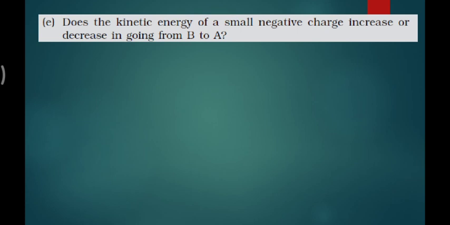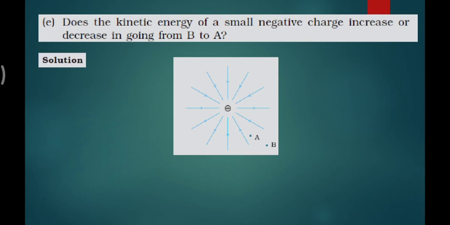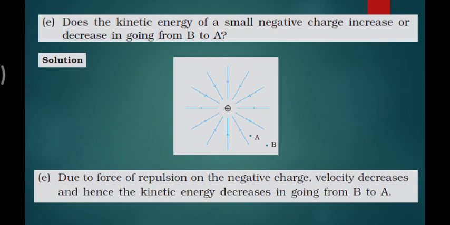And the last task: does the kinetic energy of the small negative charge increase or decrease in going from the B point to the A point? Since it is a negative charge, there will be repulsion. So obviously, when it tries to reach the A point from the B point, repulsion is acting, so the velocity of the system will be reduced, and kinetic energy is one half m v square, so the kinetic energy is reduced. Due to the force of repulsion on the negative charge, velocity is decreased, hence the kinetic energy obviously decreases from the B point to the A point.